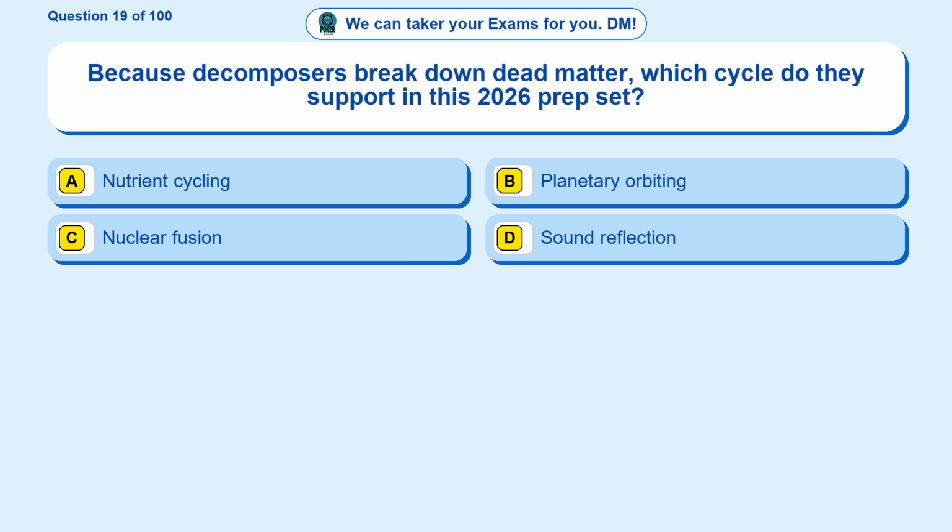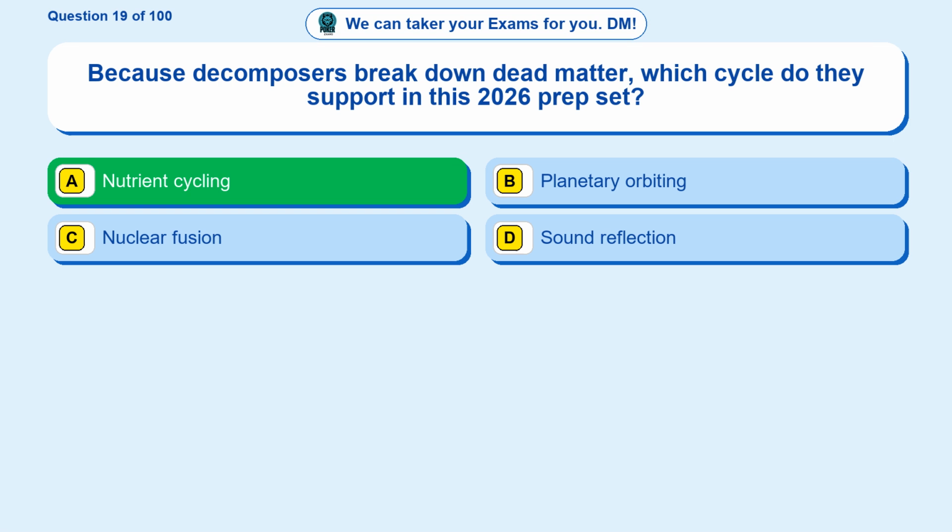Question 19. Because decomposers break down dead matter, which cycle do they support in this 2026 prep set? Option A. Nutrient cycling. Option B. Planetary orbiting. Option C. Nuclear fusion. Option D. Sound reflection. The correct answer is option A.